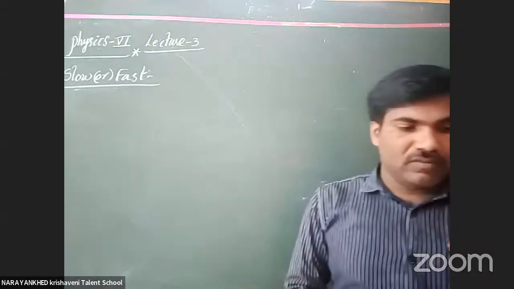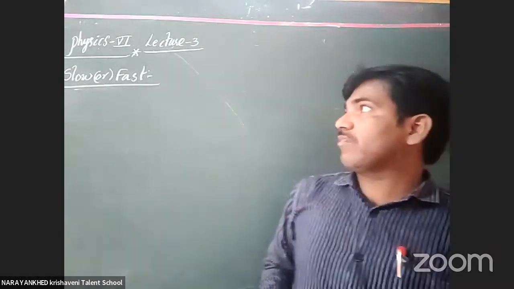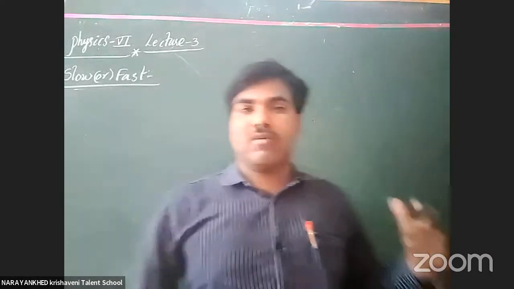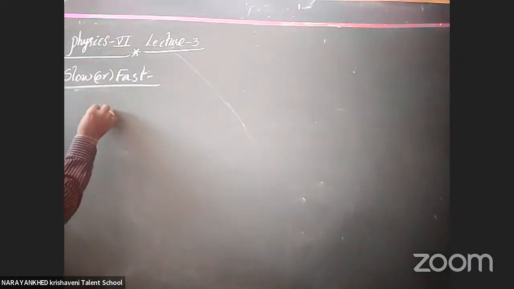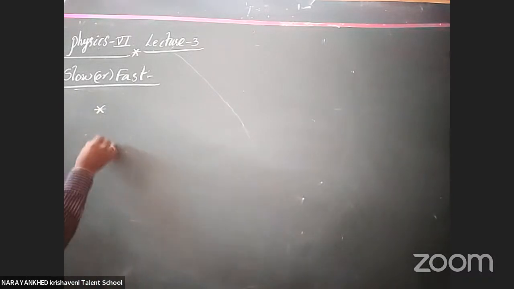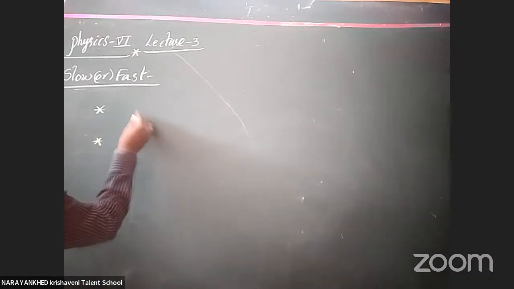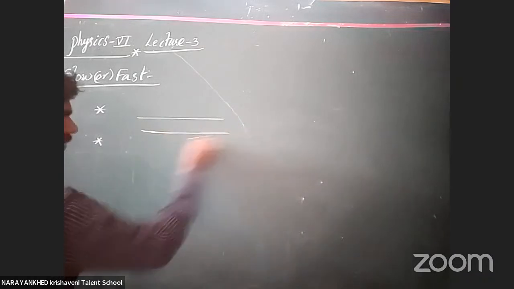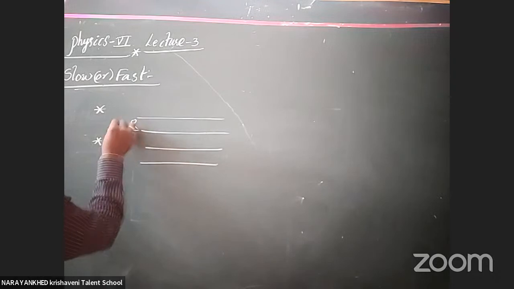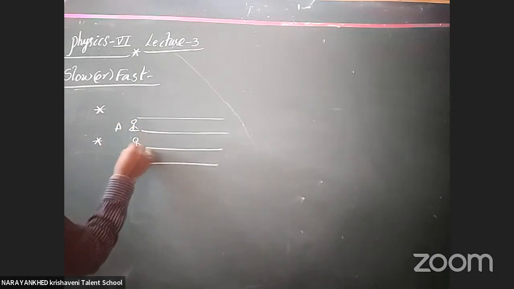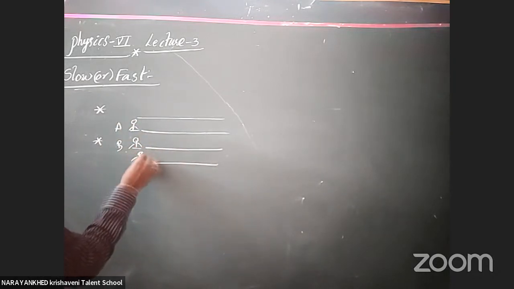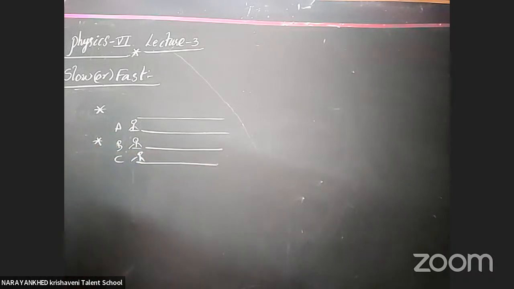Yeah, all the students, now we are going to discuss what is slow and what is fast. When is it called slow, when is it called fast? Take two situations. There is a running race going on here. In this, person A is moving, person B is moving, and another person C is also moving.